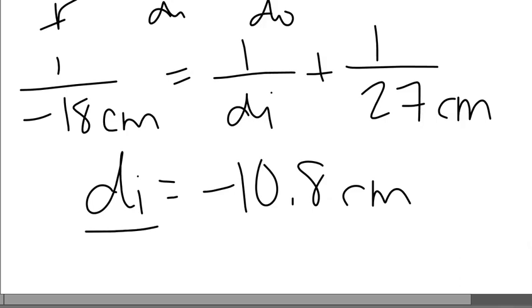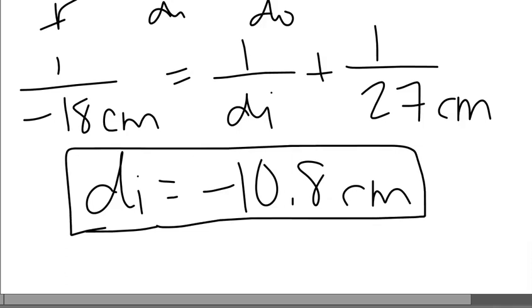Now remember, when you get a negative distance for your image, that tells you that it's virtual.